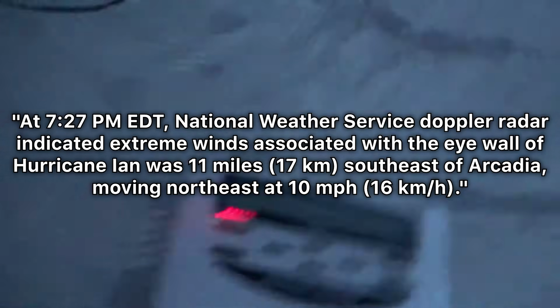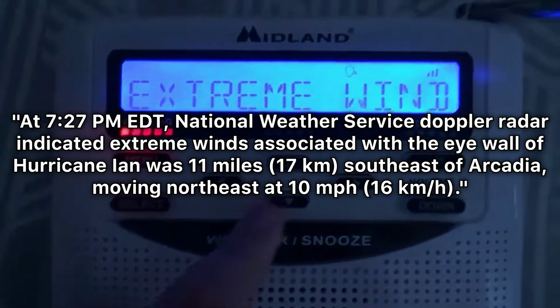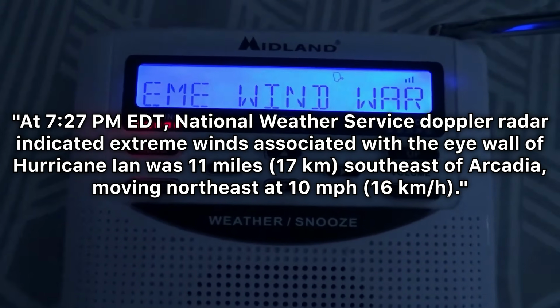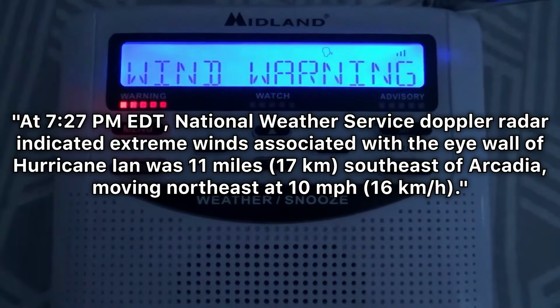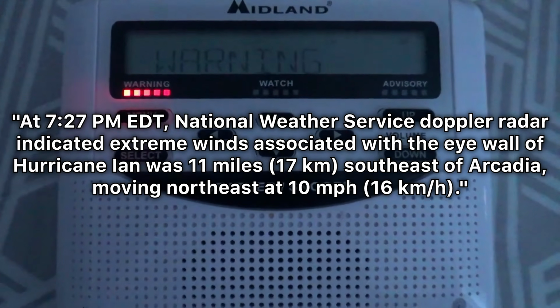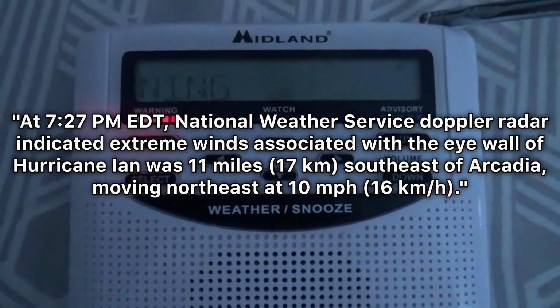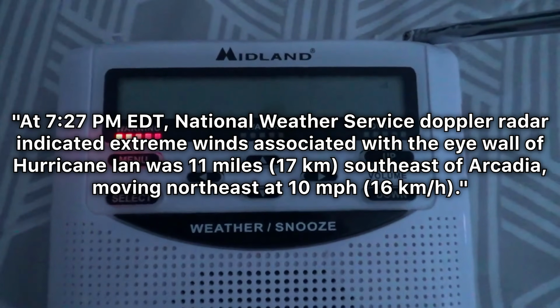At 7:27 p.m. Eastern Daylight Time, National Weather Service Doppler radar indicated extreme winds associated with the eye wall of Hurricane Ian, 11 miles southeast of Arcadia, moving northeast at 10 miles per hour.